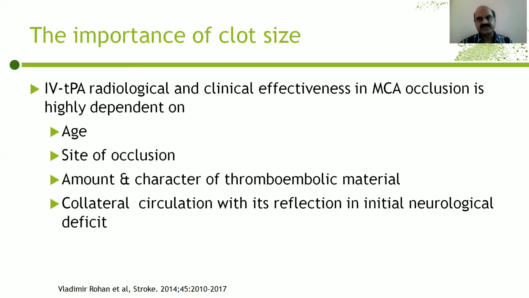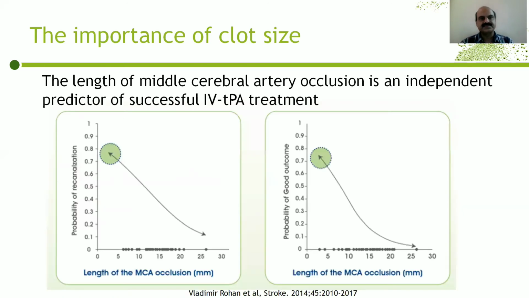Site of occlusion means if a large vessel is occluded, chances of intravascular thrombolysis being successful is less because the size of clot is bigger. And then the amount and character of thromboembolic material also matters. So the more the clot burden and the harder the clot is, the chances of success are less.